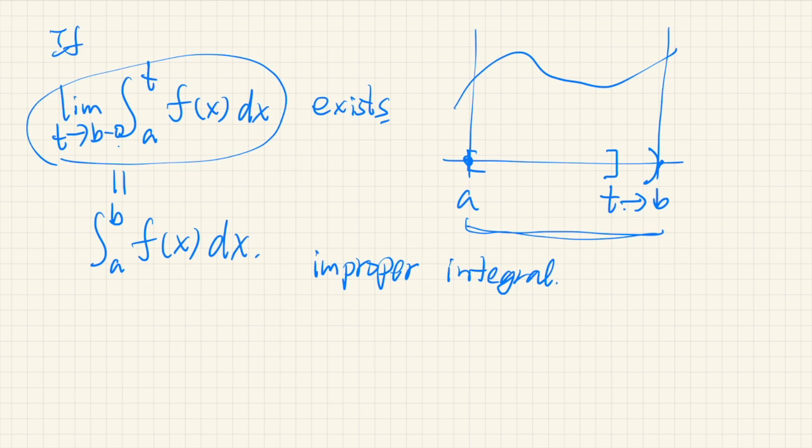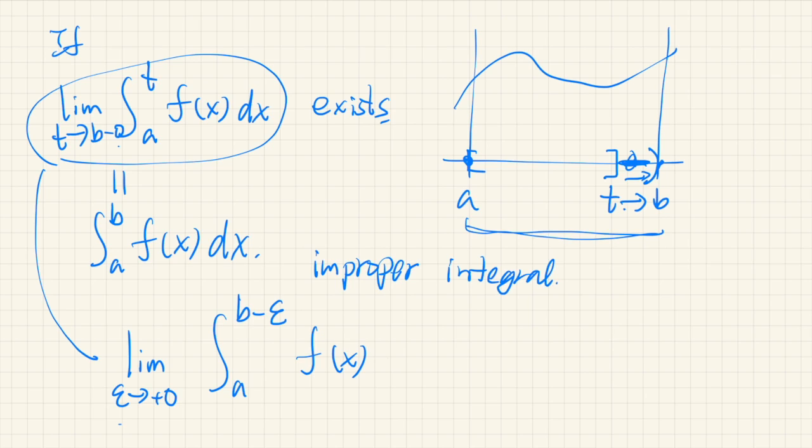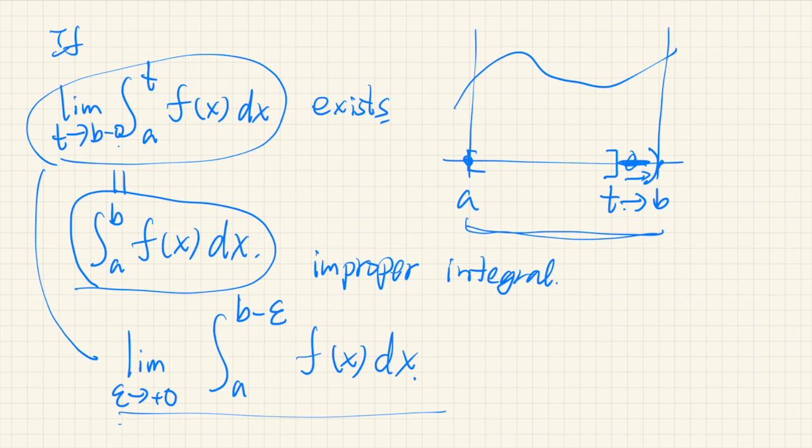And this limit may also be written as this. We take some positive value, epsilon, and move epsilon to 0 from the right. So epsilon is always positive. So b minus epsilon is somewhere here, right? So if epsilon approaches 0 from the right, keeping epsilon positive and making it 0, then we have the same integral. So if this exists, then it's defined to be this integral.